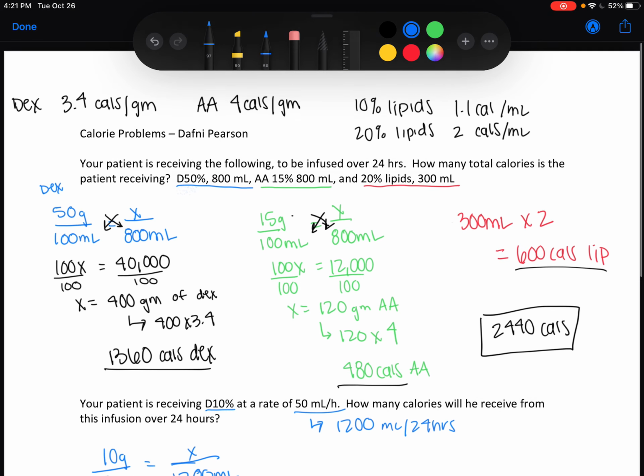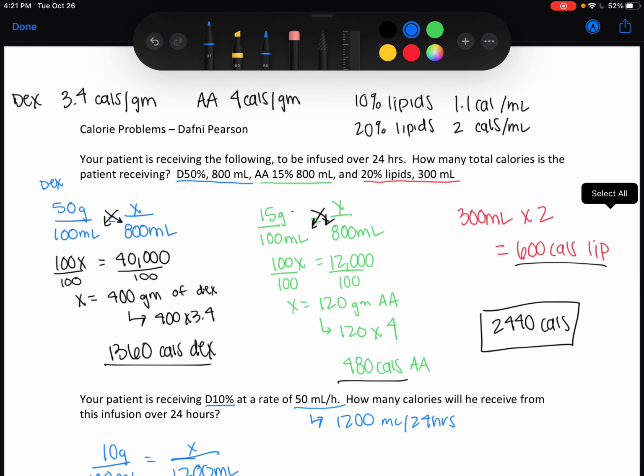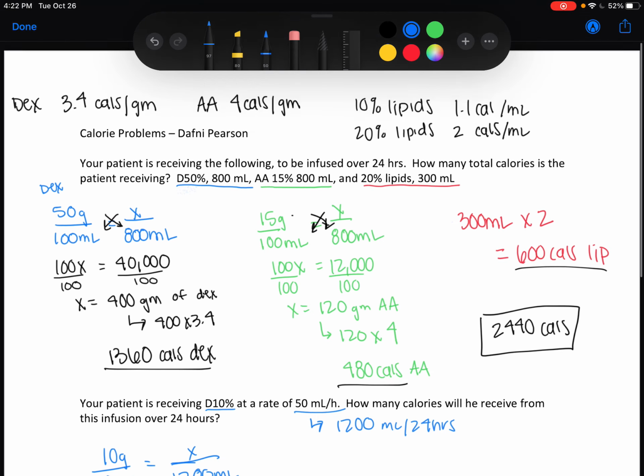The main thing to remember is that these numbers up at the top never change. So for dextrose, you will always have 3.4 calories per gram. For amino acids, it will always be 4 calories per gram. And for lipids, 10% lipids will always be 1.1 calories per mil, and 20% will always be 2 calories per mil. That's all there is to calorie problems, is just remembering those and then seeing what your problem is asking you.